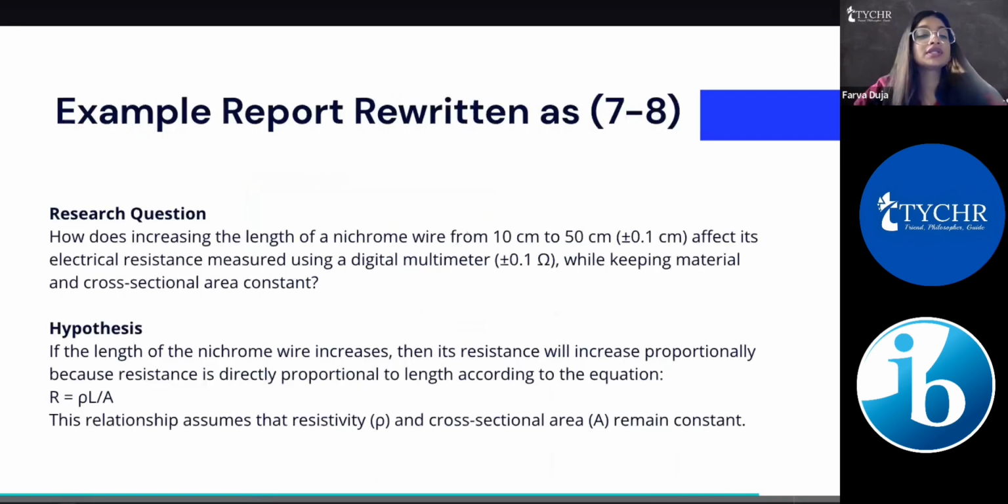That is it. This is simply the same exact experiment rewritten, and this is what you should write it as in order to get a 7 or an 8 and not a 5 or a 6. It's the exact same thing as what was on the last slide, but I have written it with all the details that it was missing. So that is all I have for you today.